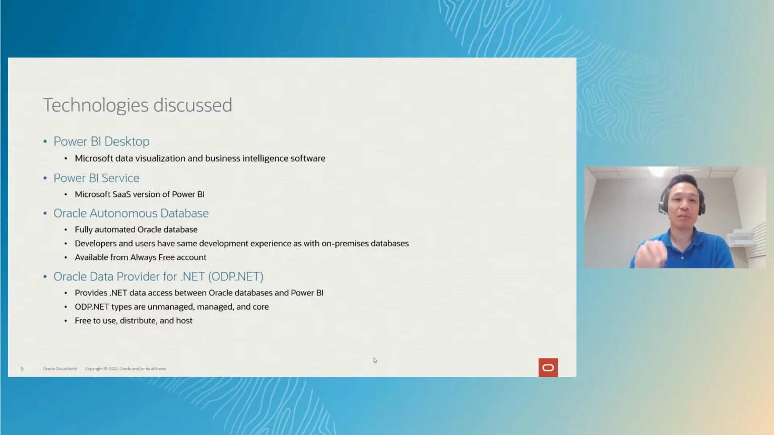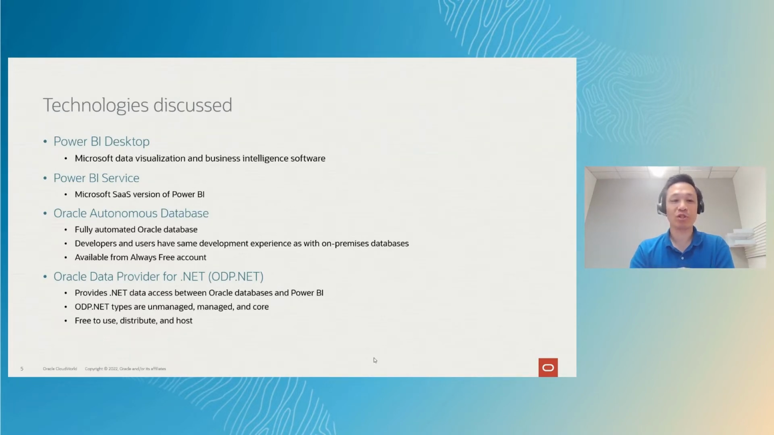Now, the connectivity between Power BI and Autonomous Database occurs through the Oracle Data Provider for .NET. This is an ADO.NET driver that performs the data access between these 2 layers. ODP.NET actually has 3 different types: unmanaged, managed, and core versions of ODP.NET. The one that Power BI uses today is the unmanaged version, so we'll talk about that in the connectivity section. But the one that Microsoft and Oracle are working to support in the future is the managed ODP.NET version, and I'll talk a little bit about that towards the end.